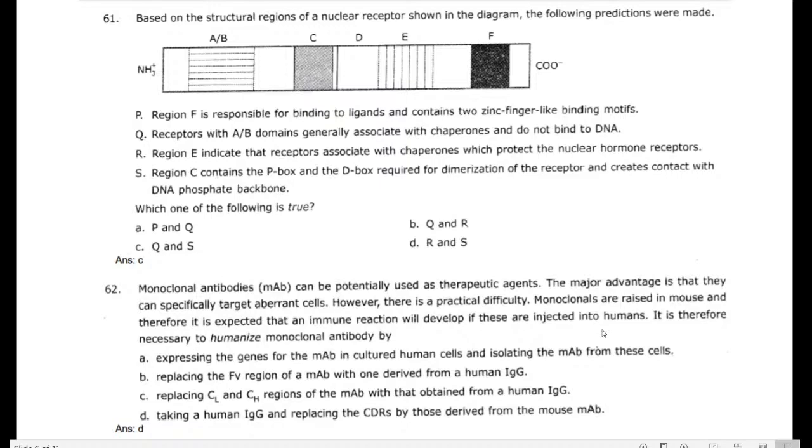injection into the human. It is therefore necessary to humanize the monoclonal antibody by taking a human IgG and replacing the CDRs by those derived from the mouse monoclonal antibody. They are replaced in this human IgG. Okay.